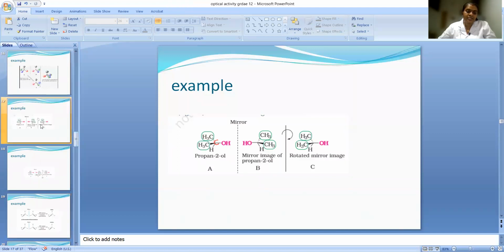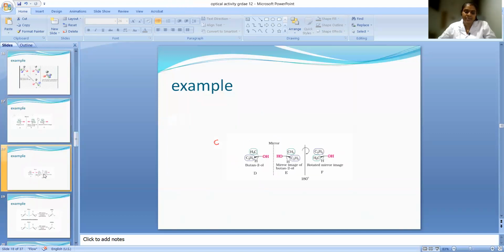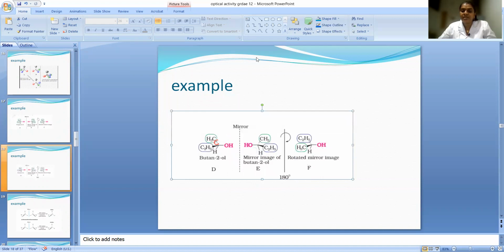Now, next example, let us take this example. In this example too, our first thing is we have to find whether there is a chiral center or asymmetric center or not. Look at this carbon atom, it is surrounded with 4 different groups, so it is asymmetric. Now you take the mirror image and rotate that mirror image by 180 degrees. So what happens, see at C2H5 here, this is the F. Now you keep F over D.